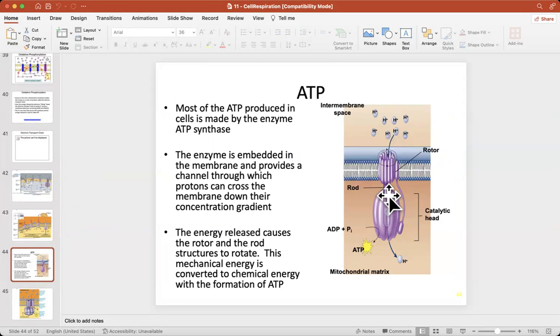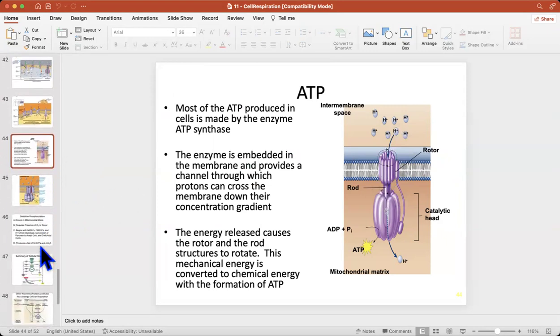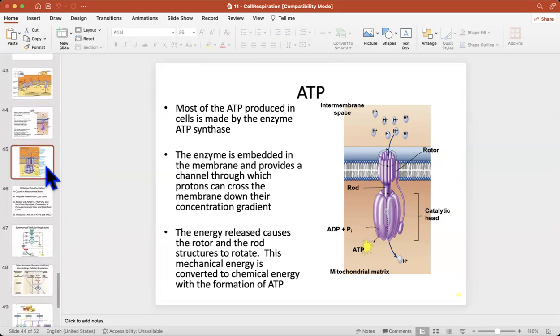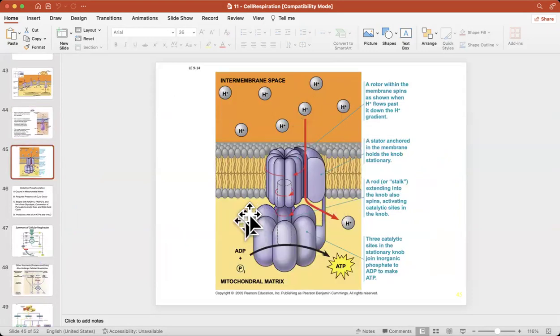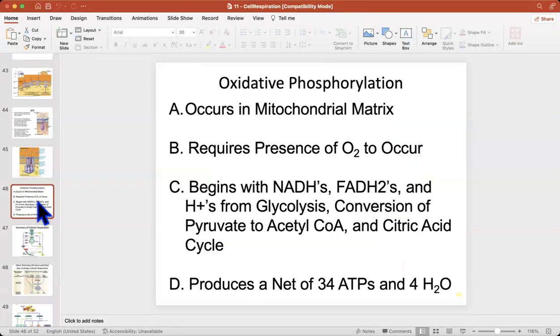So that's the machine. That's the enzyme ATP synthase. That's the enzyme that produces ATP. Every time a proton goes through, you run the machine once and produce 1 ATP. Okay, so let's see how many ATP we produce. A lot. Finally, a lot. It starts from NADH, FADH2, and the protons, and eventually in oxidative phosphorylation, you produce 34 ATPs and 4 water. That's why we breathe out not just CO2, we also breathe out water. 34 ATPs, that's a lot.